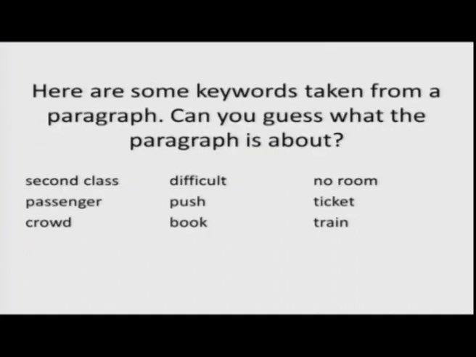Now, let us do another task. Here are some keywords taken from a paragraph. By looking at these keywords, can you guess what the original text is about? The keywords are second class, passenger, crowd, difficult, push, book, no room, ticket, train.